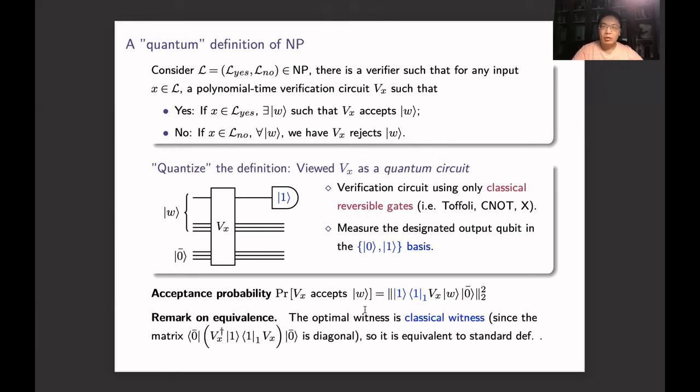Why is our definition equivalent to the standard one? It seems we could even use a quantum witness here. The reason is, if we think of this acceptance probability as a projected form where the left and the right vectors are both the witness, ket w, then the matrix here is diagonal. So the optimal witness is a classical witness, and our definition is equivalent to the standard definition.